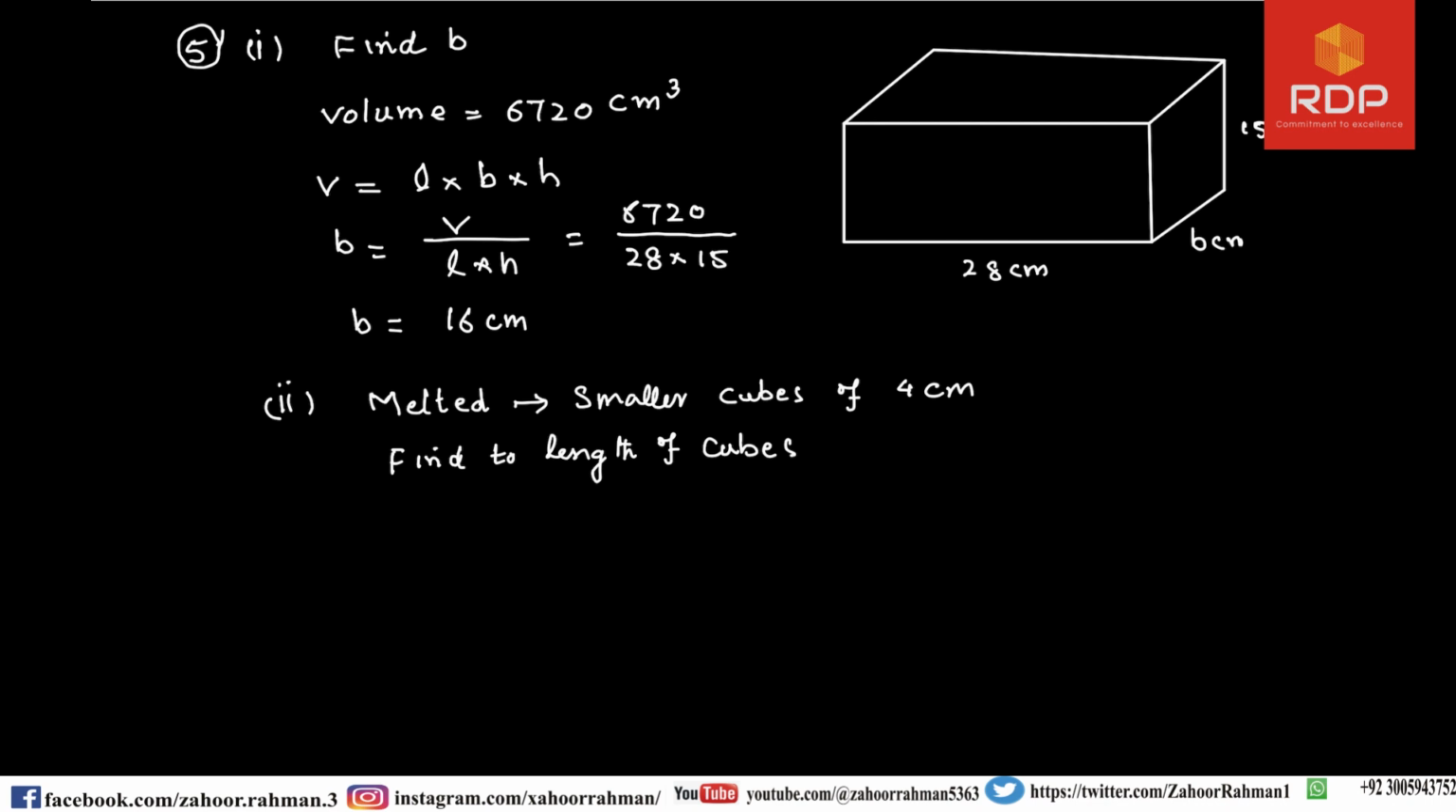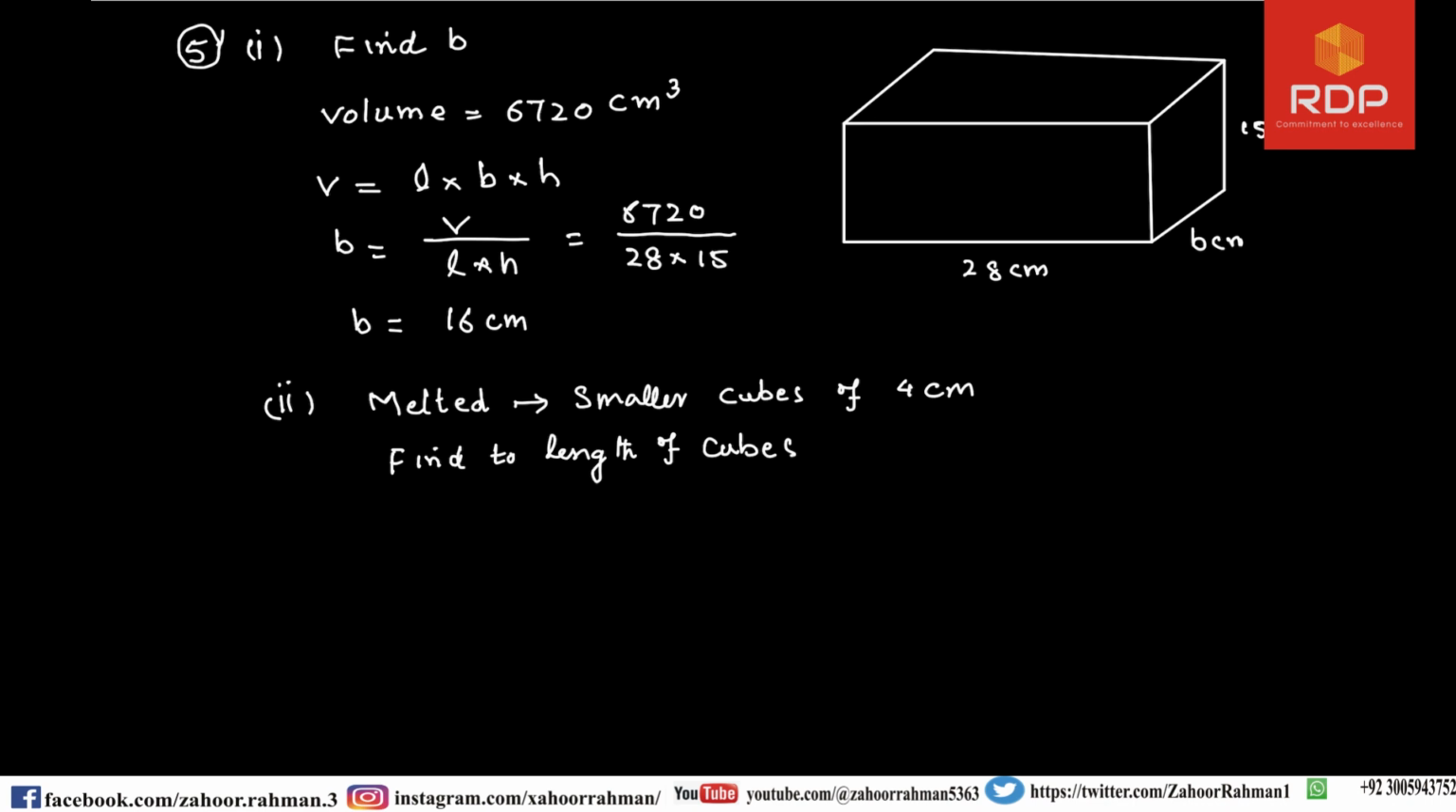Dear learners, the second part is interesting. The second part is saying that the cuboid is melted to form smaller cubes of length 4 centimeter. Remember that the cuboid is melted to form smaller cubes. The length of each side is 4 centimeter. How many cubes can be obtained? This is the main question, and that is the interesting one.